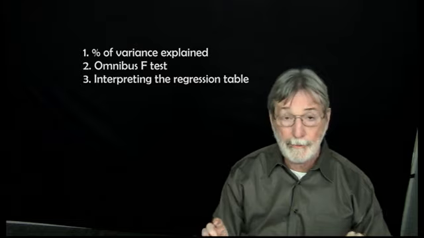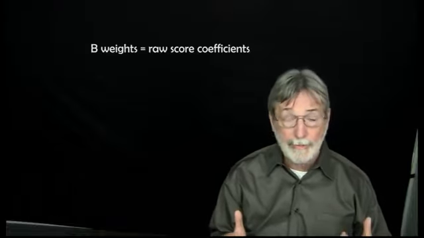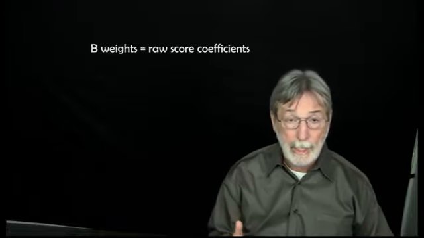Now we get down to our regression table, which is going to be beneath the omnibus F, and you're going to see a list of B weights and a list of beta weights. On the left-hand side of that table, you see B weights. Those are raw score regression coefficients that are used for building your prediction equation. So if you're taking raw data and you're trying to predict something about an unknown stock or an unknown patient, then you need those B weights.